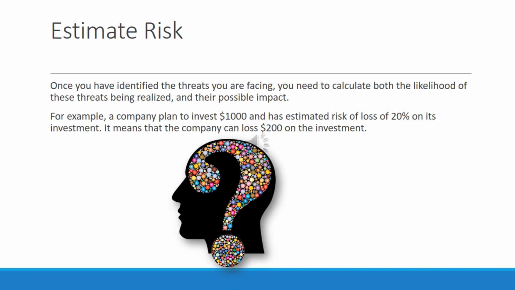The second step is to estimate the risk. It can be done quantitatively or qualitatively. Once you have identified the threats you are facing, you need to calculate both the likelihood of these threats being realized and their possible impact. For example, a company planned to invest $1,000 and has estimated a risk of loss of 20% on its investment. It means that the company can lose $200 on the investment. As a simple example, imagine that you've identified a risk that your rent may increase substantially. You think that there's an 80% chance of this happening within the next year, because your landlord has recently increased rents for other businesses. If this happens, it will cost your business an extra $5,000 over the next year.